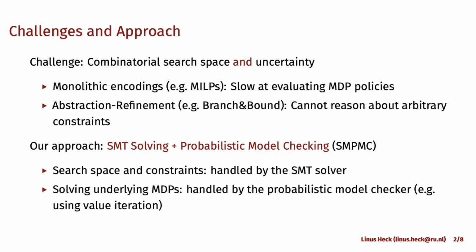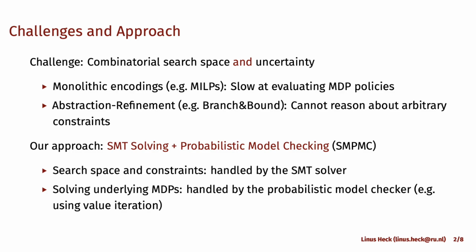The challenge of this sort of problem is that we have a combinatorial search space of policies and environments, and we also have uncertainty such as the slipping probability for the robot. There are existing approaches for these sort of problems. One thing you can do is encode it into a mixed integer linear program, MILP, or another monolithic encoding such as an SMT query with linear real arithmetic. This works, but it's known to be much slower at evaluating the policies of the Markov decision processes than dedicated methods such as value iteration, and we will see that in the experiments.